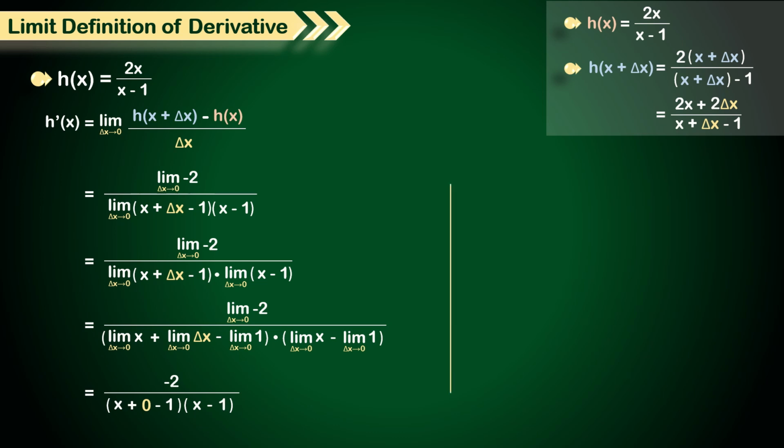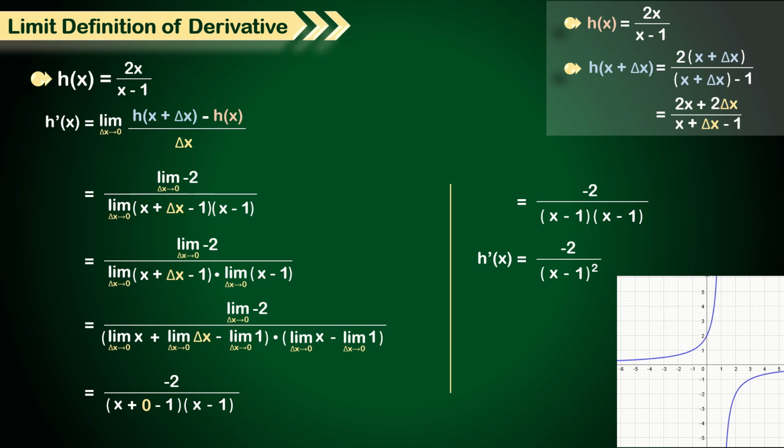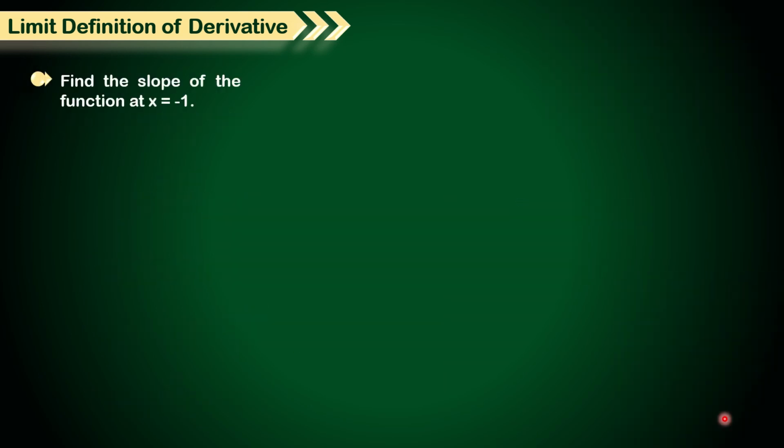Simplify, and it is equal to negative 2 over the product of x minus 1 and x minus 1. Rewrite the denominator. Thus, the derivative of the function is negative 2 over the square of the difference of x and 1. Using the derivative, we can now find the slope of the curve at any point on it. To illustrate it, find the slope of the function at x is equal to negative 1.